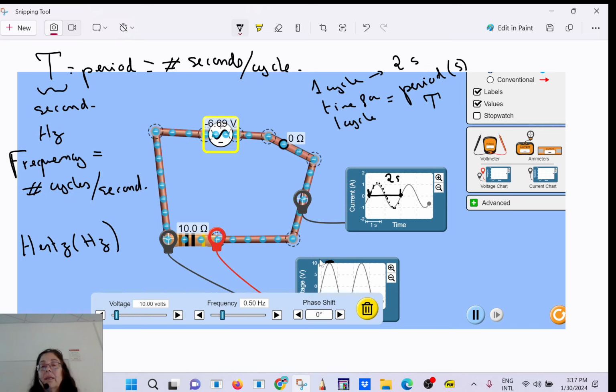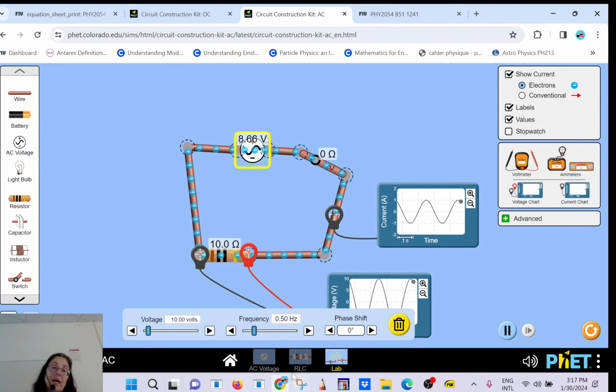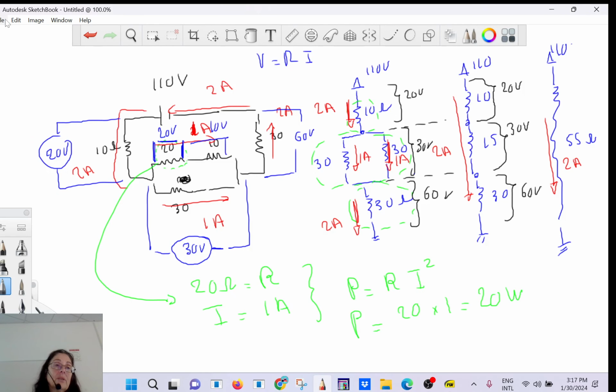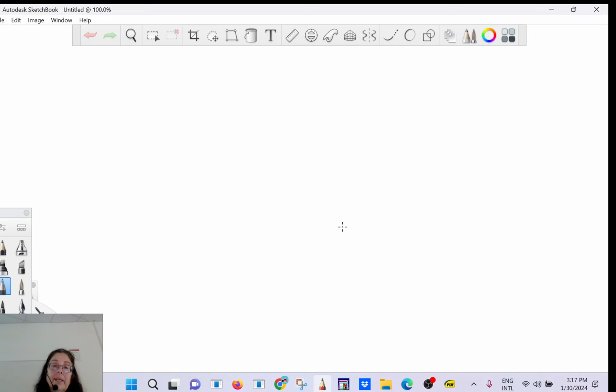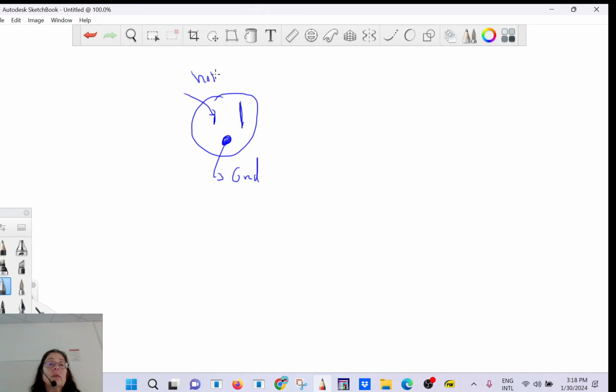And here the peak is 10. So how do we connect that to the outlet here? In our outlet, you have the ground, we don't care. And here you have the return path that's supposed to be also connected to the ground at some point. And here you have the hot wire. So the hot wire will be plus, minus, and then it will be minus, plus, and then plus, minus, right? So that will go 1 cycle.